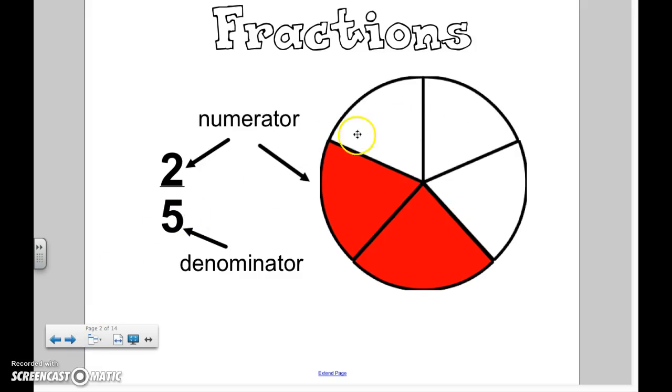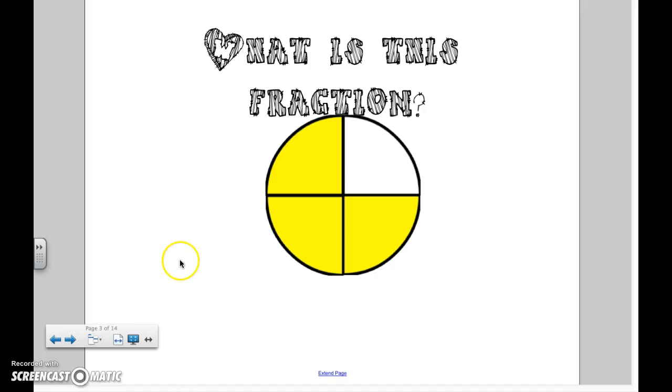So here's an example of a fraction. There are 1, 2, 3, 4, 5 total pieces, which is the denominator. The numerator is how many pieces are shaded in and shaded red, and that would be 2. So that's the numerator and denominator. So what is this fraction? Well, there are 1, 2, 3, 4 total pieces. That's going to be my denominator. The ones that are shaded in red is 3. So this fraction is 3/4.